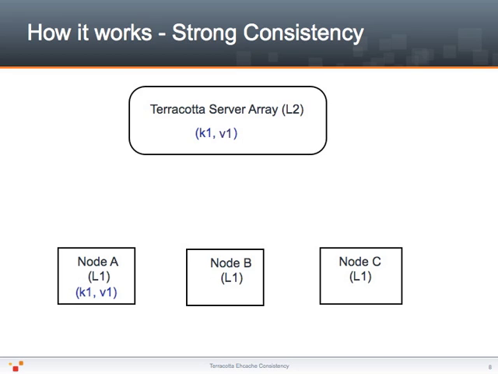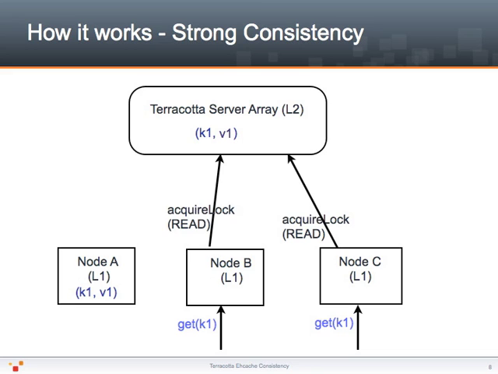Now let's say nodes B and C do a get for the same key K1. As reads also need locks with strong consistency, both the nodes B and C are going to ask the L2 for a read lock. The L2 in turn is going to check if some other node has already acquired locks for the same key, and as locks are granted greedily in Terracotta, it's going to ask back the write lock from node A. Node A is going to give back the write lock, but since the recall is happening for the read level lock request, it's not going to clear its L1 cache.